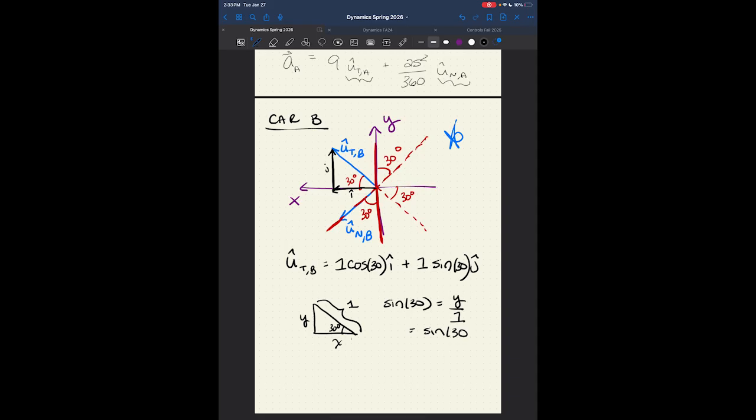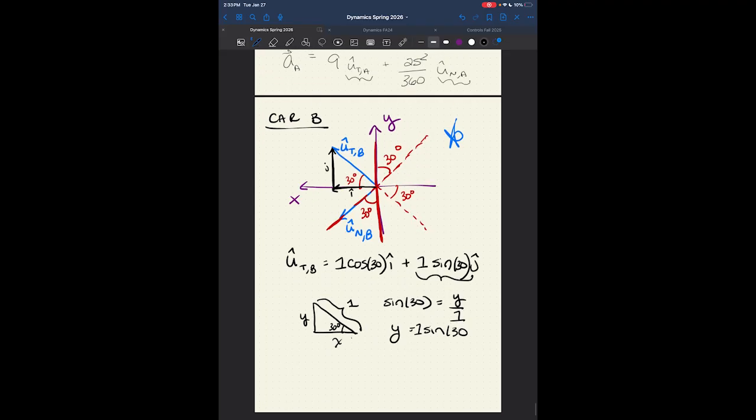Okay, sine of 30 equals y over 1. And if I solve for y, I get 1 sine 30. So our y component is 1 sine 30. And I can say that cosine of 30 equals my x component over 1, because the magnitude of a unit vector is 1. And I say my x component is 1 cosine 30. Okay, so that's my x component. That's still only part of the problem.